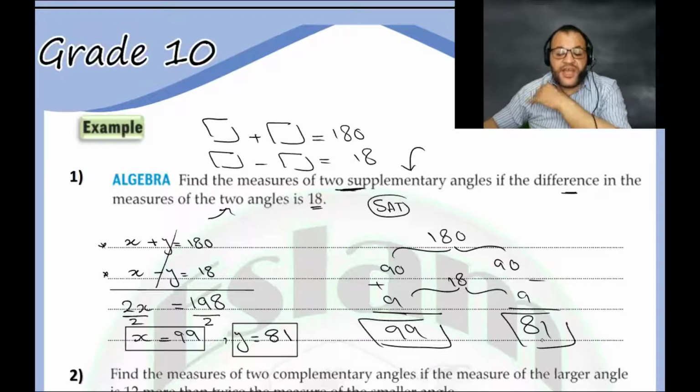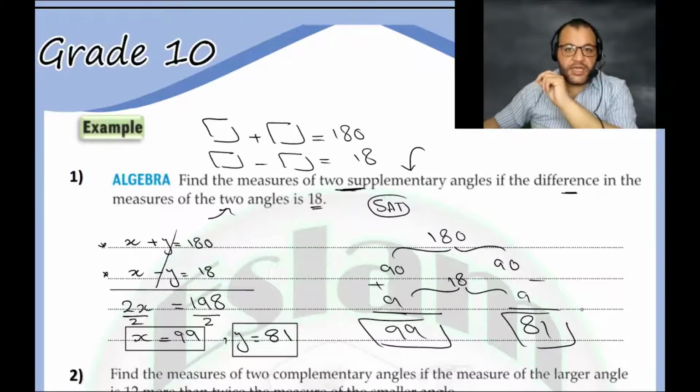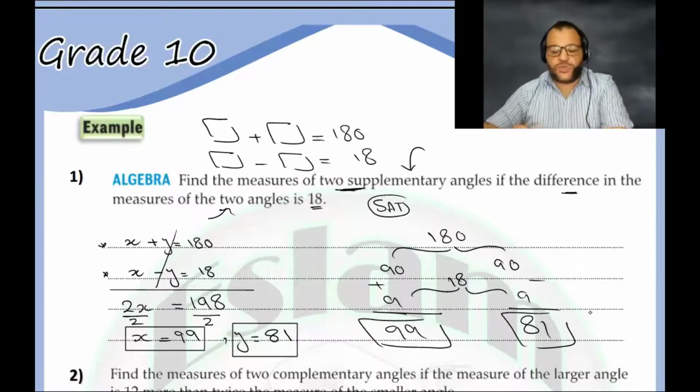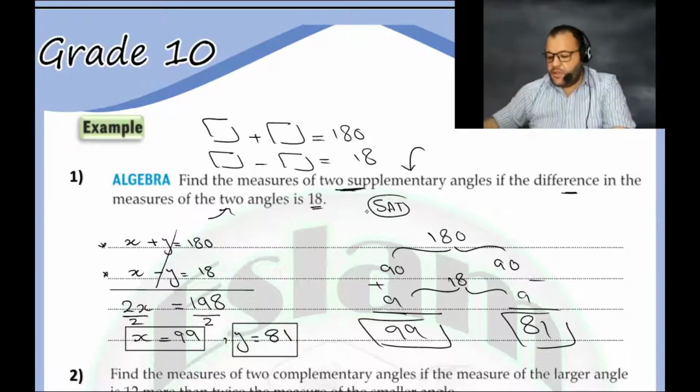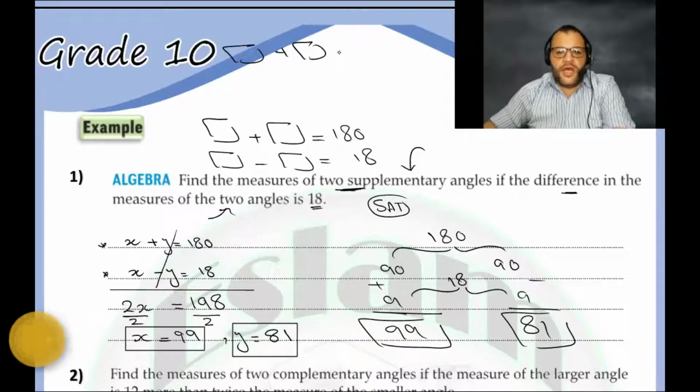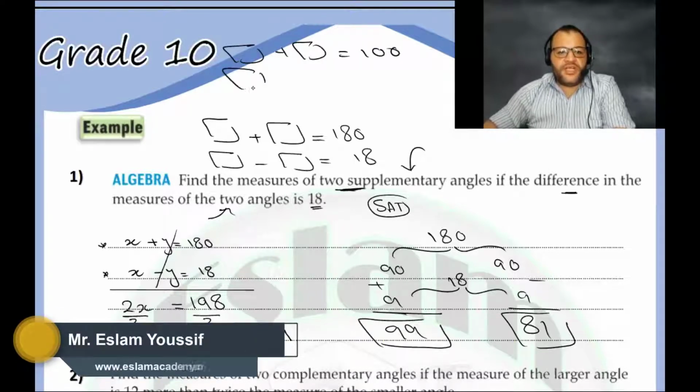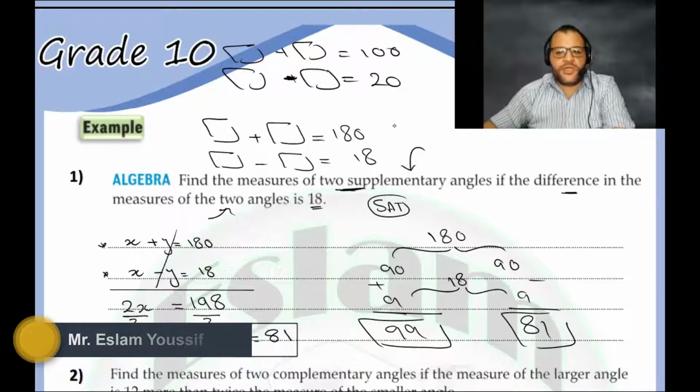That's only if the given is the sum of two angles and the difference of two angles. That is the first way that you can solve. If you have the sum of two numbers, the sum of two angles, the sum of any two things. For example, suppose the sum of any two numbers is 100, and the difference between the same two numbers is 20. Can you find the two numbers?